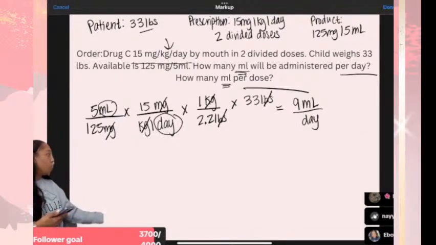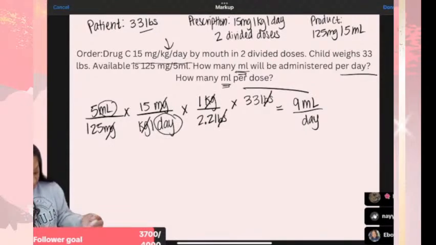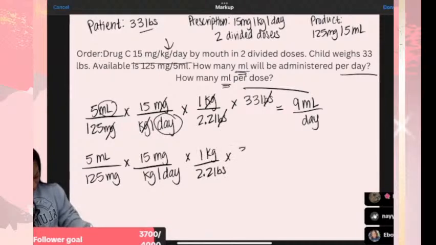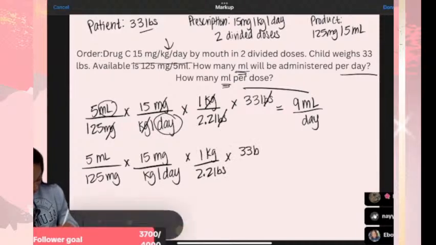Now, you could just divide this by 2 and say, okay, so they're going to get 4.5 milliliters per dose because it's in 2 divided doses. But if you wanted to see how to do it by dimensional analysis, you would set the problem up the same way. So 5 milliliters over 125 milligrams times 15 milligrams over kg per day. Your 1 kilogram is 2.2 pounds. Then 33.